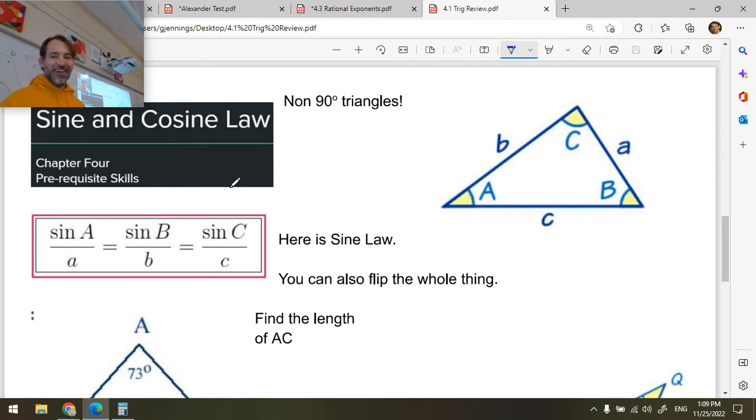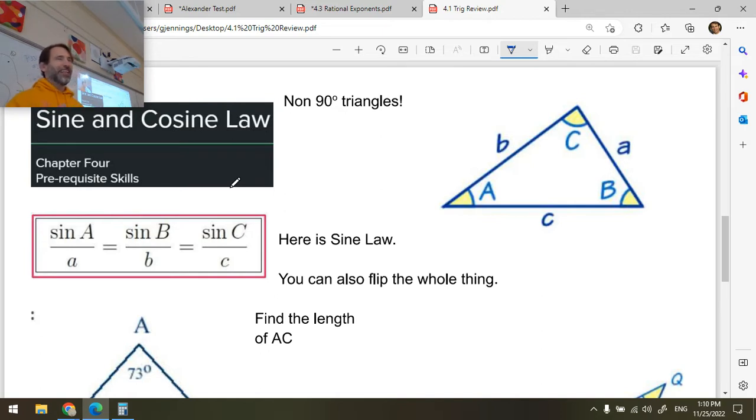Let's take a look at these non-right angle triangles, and of course my obligatory but always sincere thank you for showing up for your learning. And here we go. So what if I told you that you could apply sine law and cosine law even when you have a 90-degree triangle?